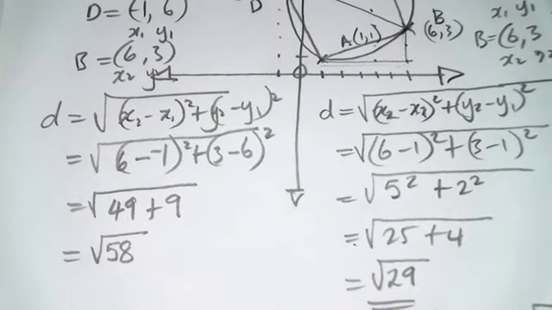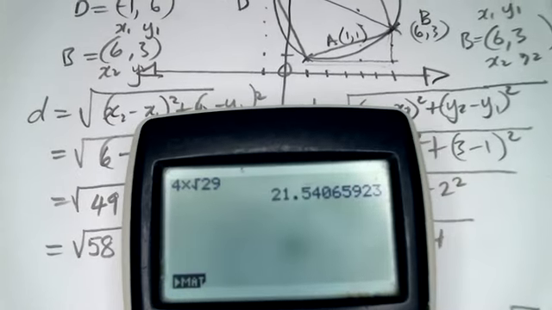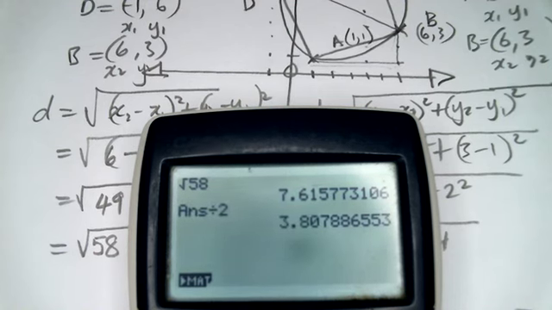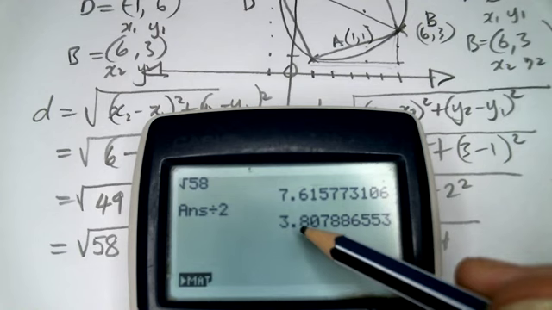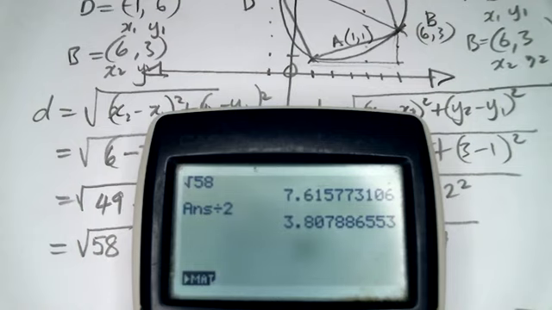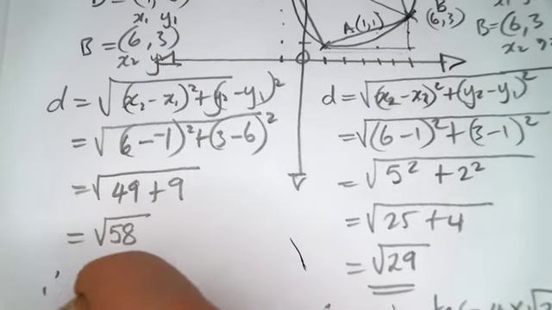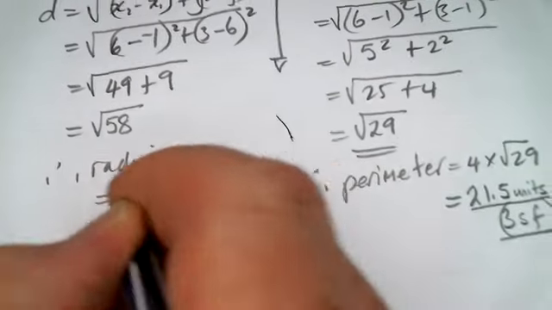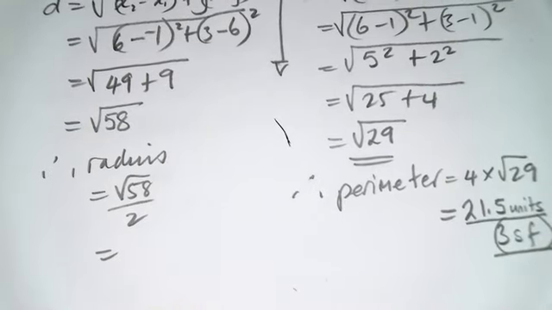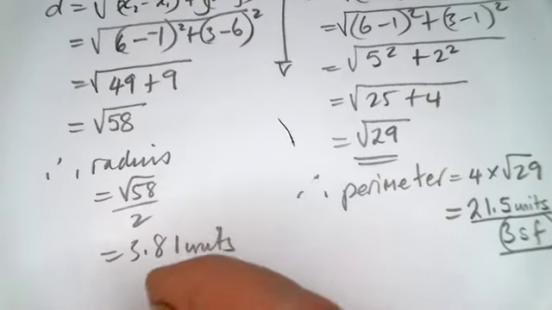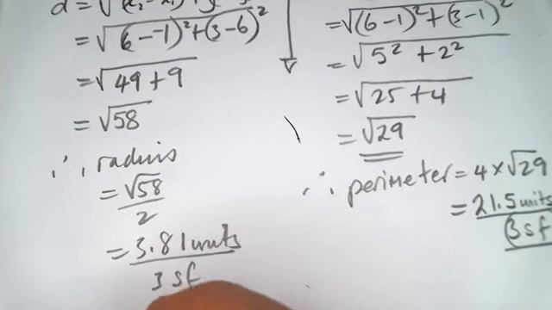So root 58, what we want to do is first of all find out what that is. Now we're going to divide that by 2, which would give us the radius, which is going to be 3.8, well, let's go 3.81, and then we can do 3 significant figures. So therefore, radius equals root 58 on 2, which equals 3.81 units, 3 significant figures. And there is my answer.